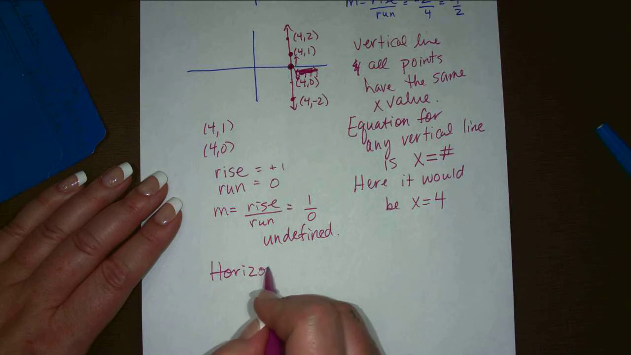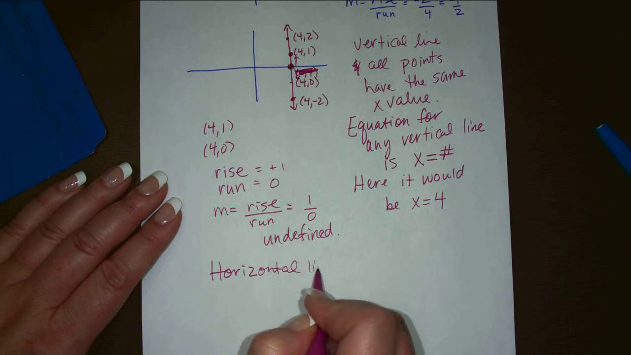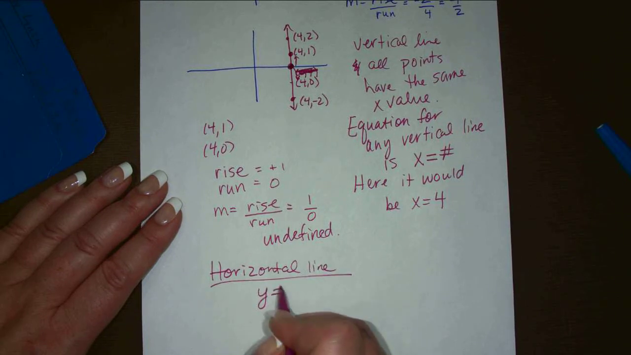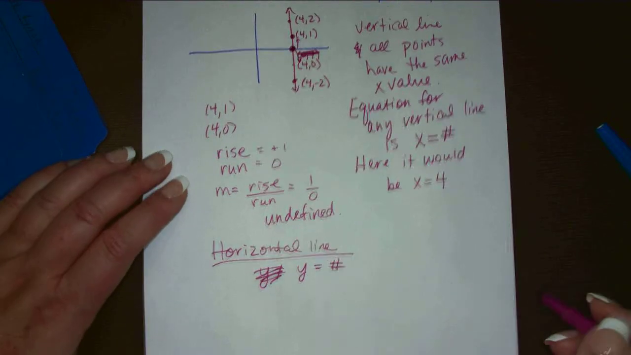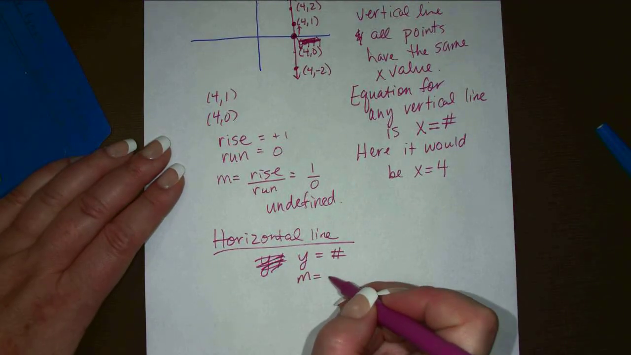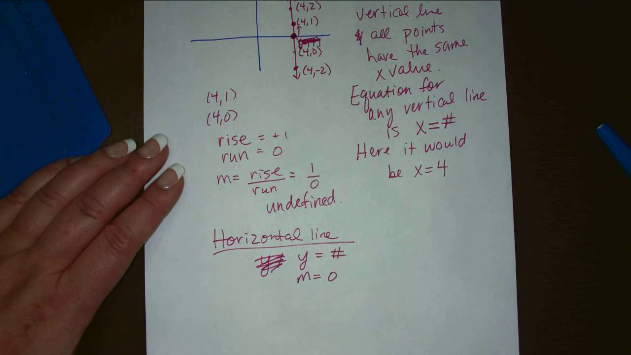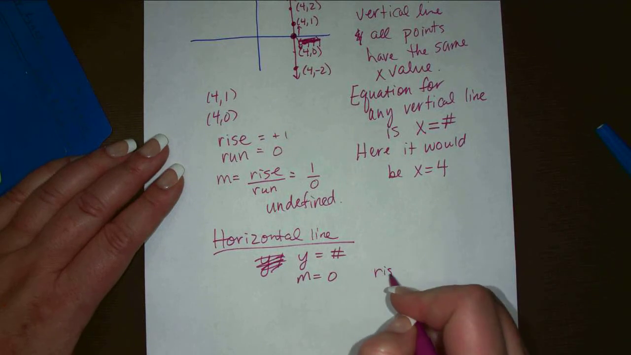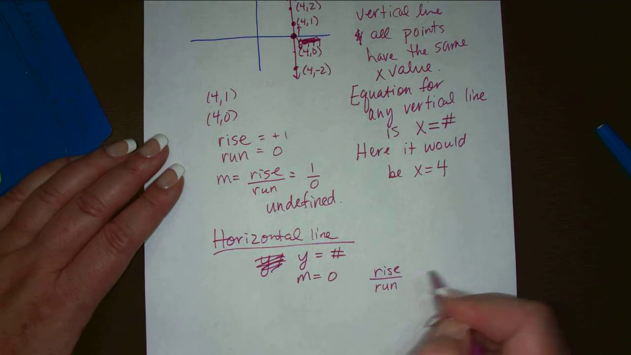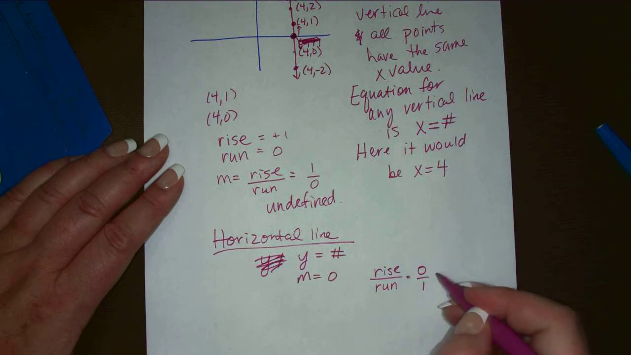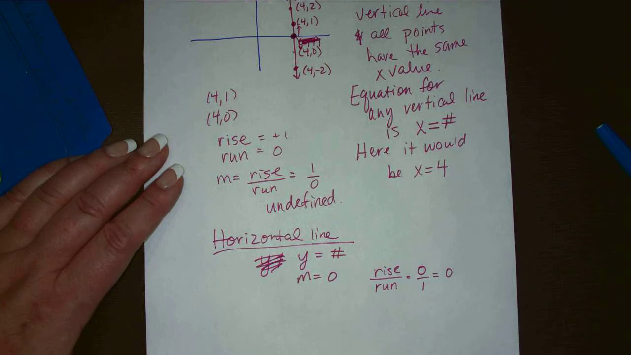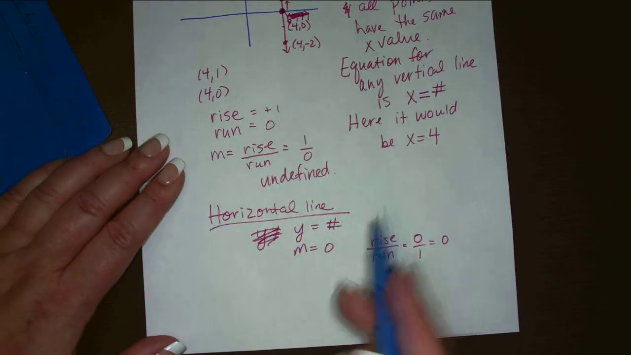the equation is y equals a number. Whoops. Y equals a number. And the slope is 0, and that's because if we did rise over run, this time the rise will be 0, we don't go up or down, and the run can be whatever number, and that's okay, that's equal to 0. So the slope is 0. Horizontal line.